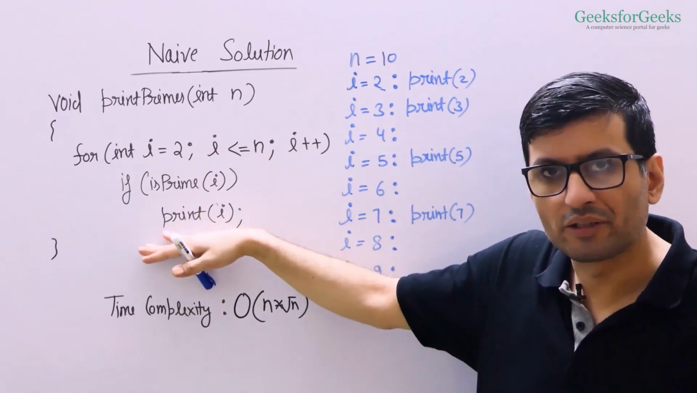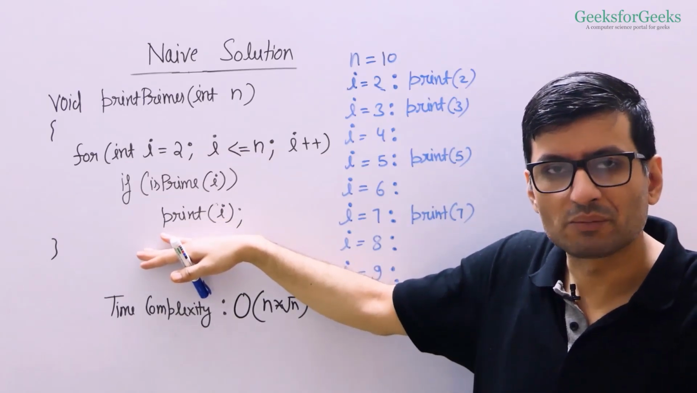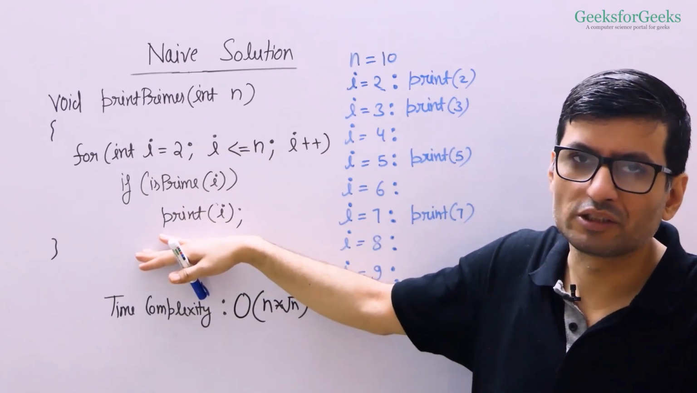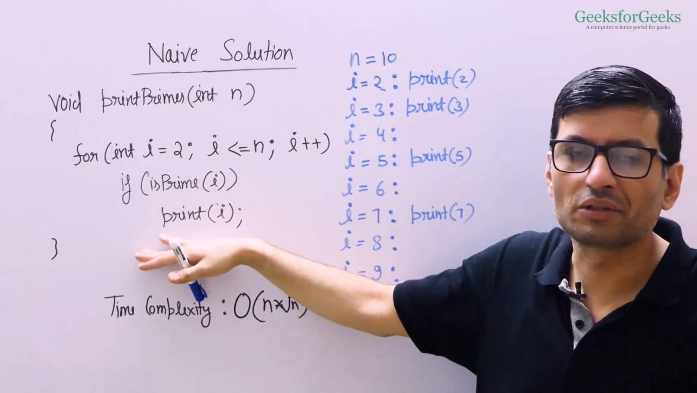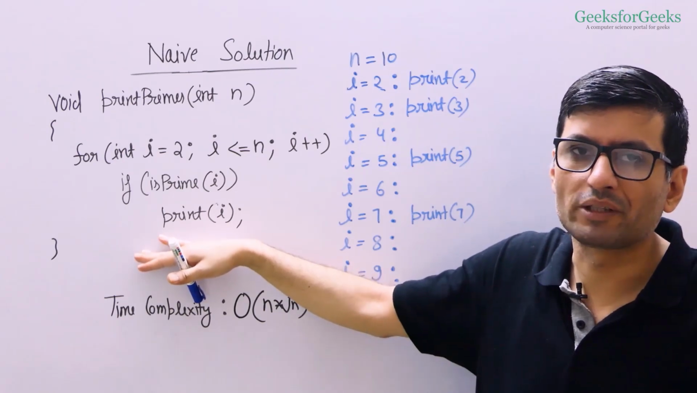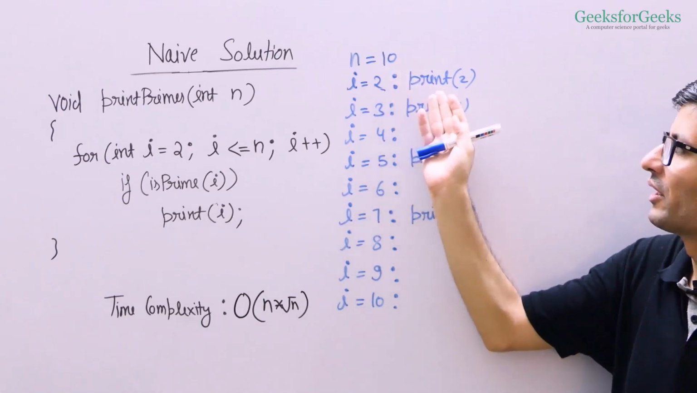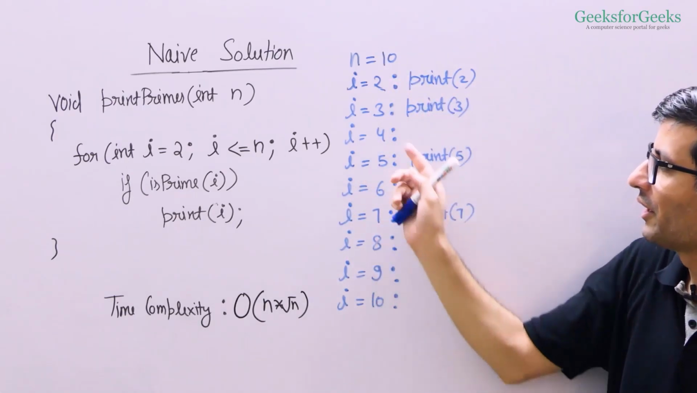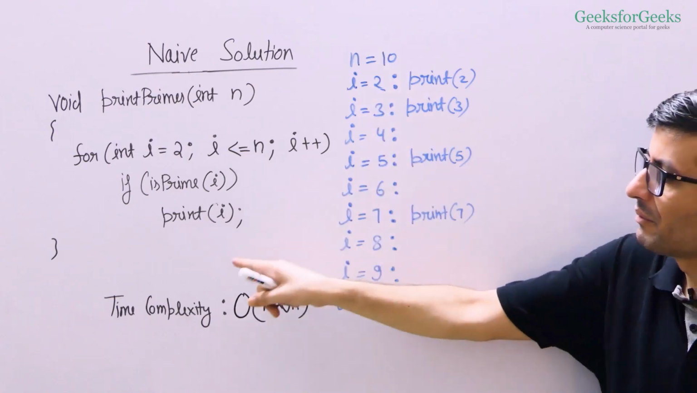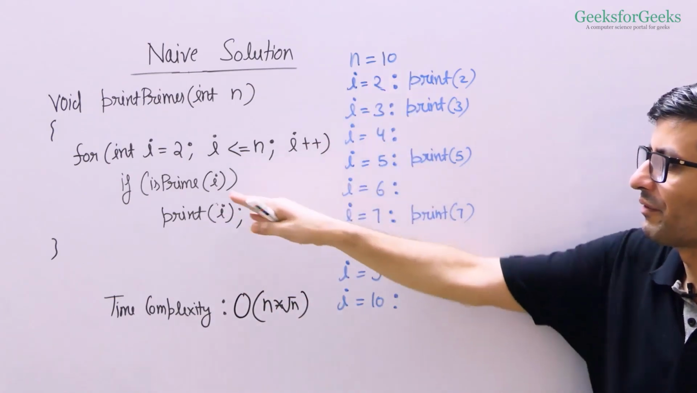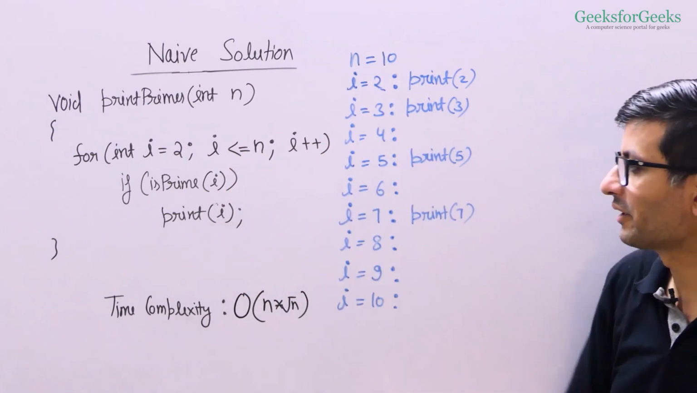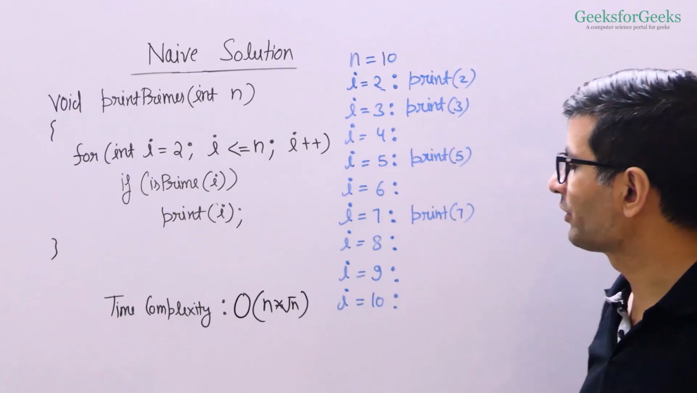Here I have written print. So if you're programming in C++, you can replace print with cout, and if you're programming in Java, you can replace it with System.out.print. So what we do here, for example, if n is 10, we'll run a loop from 2 to 10, and every number which is prime will be printed because we are calling is prime for every number, and if the number is prime, we print it. So we'll get 2, 3, 5, 7 on the screen.